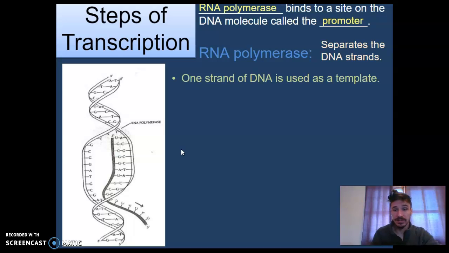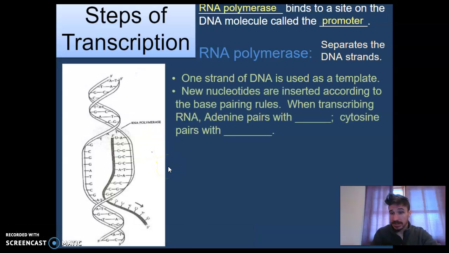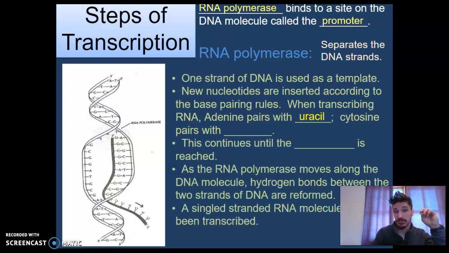Only one side of the DNA molecule is used as a template, which we can see happening right here. New nucleotides are inserted according to the base pairing rules. We're still following base pairing rules as well. So when transcribing RNA, adenine pairs with, incorrect, we are not going to pair it with thymine because remember, in RNA, thymine does not exist and it's replaced with uracil. And cytosine in RNA pairs with, you're right, guanine. That's the same as DNA.